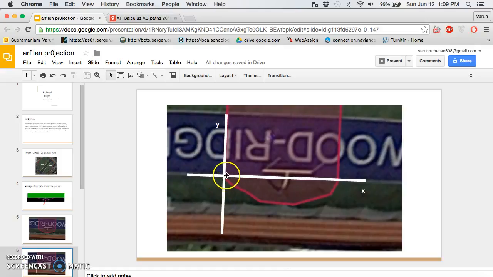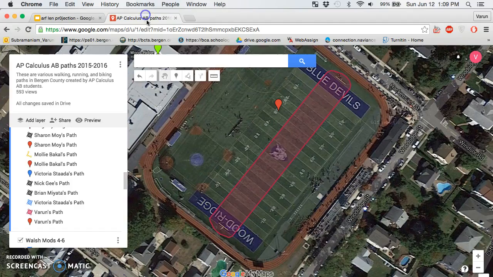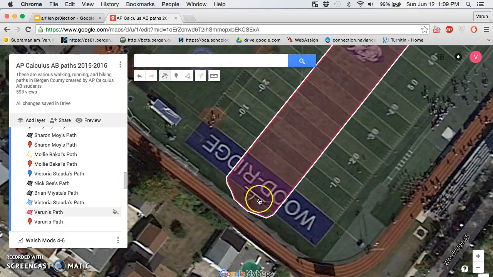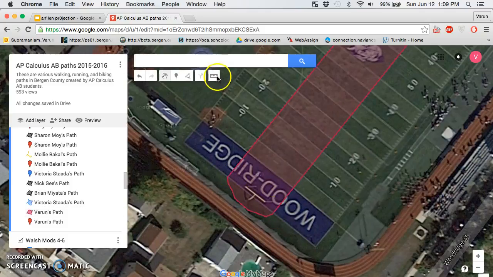So obviously this point right here is going to be our start, or (0, 0). And we're going to find 2 other points. Our 2 other points are going to be this endpoint right here, as well as the vertex. So I'm going to find these by using the ruler tool in Google Maps. So the first point I'm going to find is this endpoint right there. So I'm just going to use the ruler tool and measure this distance out, and you can see I get approximately 57 feet. So that point right here is going to be (57, 0).